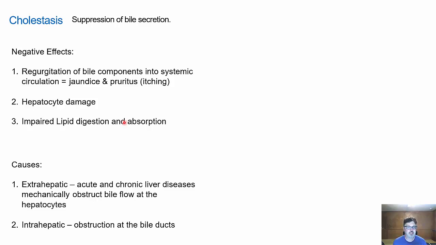Depending on where the effect is at, what's causing the cholestasis, it could either be extrahepatic, which just means it's happening outside the biliary tree. This could be something like a chronic or acute liver disease. Maybe something's inflamed and is blocking the flow at the hepatocytes. Or it could be within the biliary tree. In that case, we would call it intrahepatic obstruction of the bile ducts. So both of those could lead to a cholestasis.